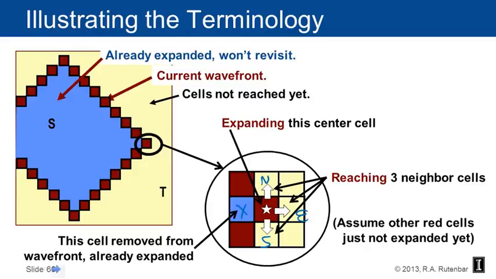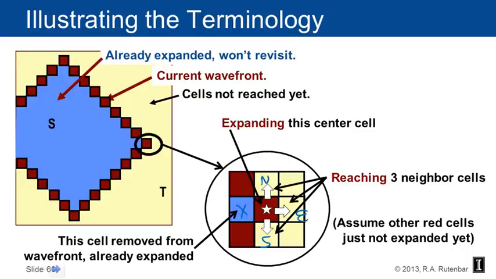So it's a nice, crisp language. You reach a cell, you figure out what it costs to get there. You put it on the wavefront. When you've figured out all the stuff you can reach from one of these cells, the cell with a star on it, it is expanded. The process of reaching your neighbors is expansion. When you're done expanding a cell, you can get rid of it. You don't need it anymore.